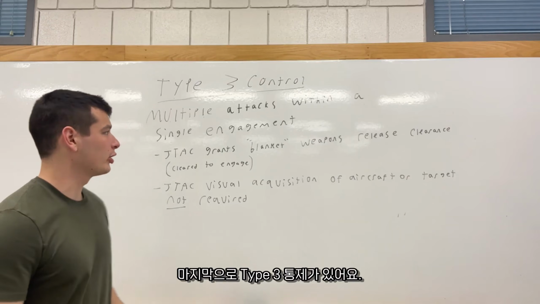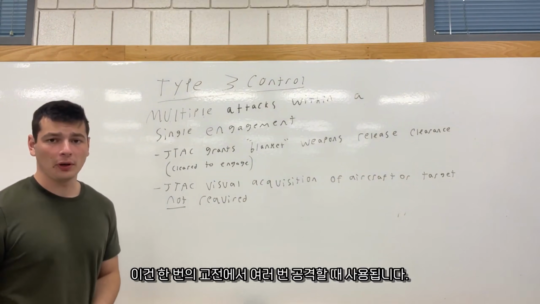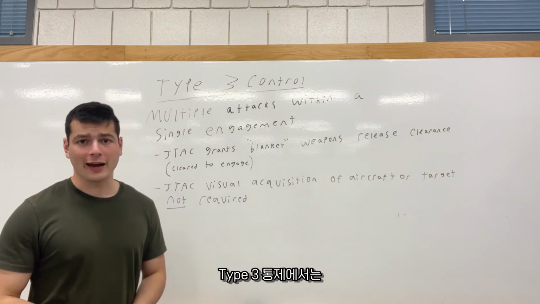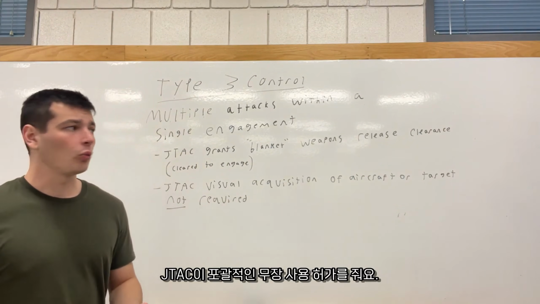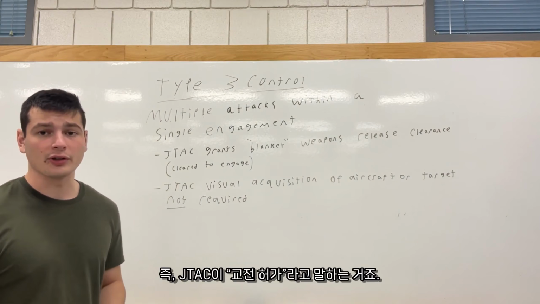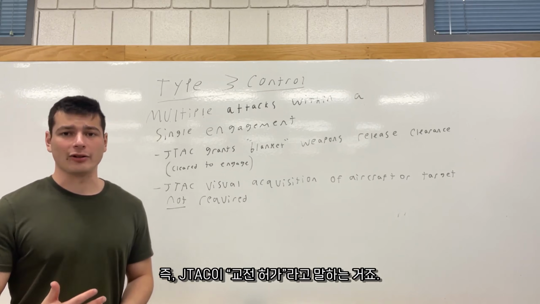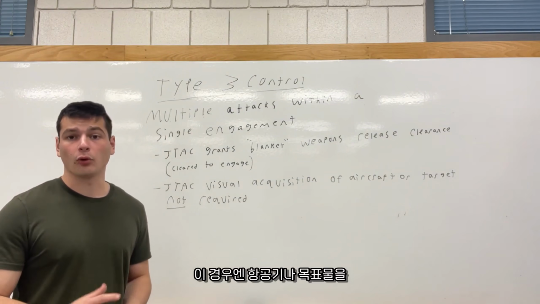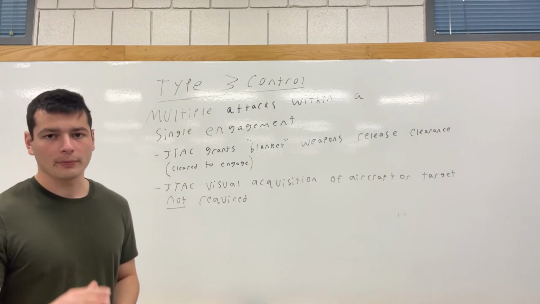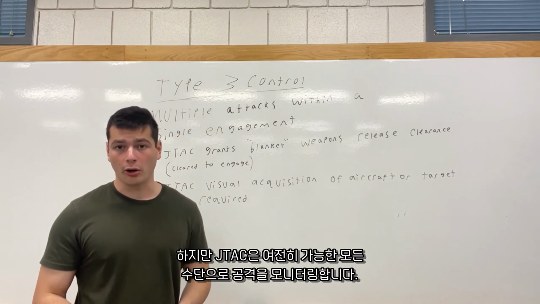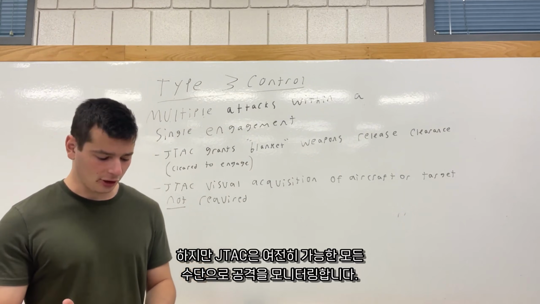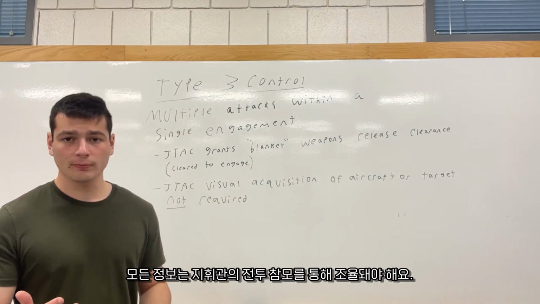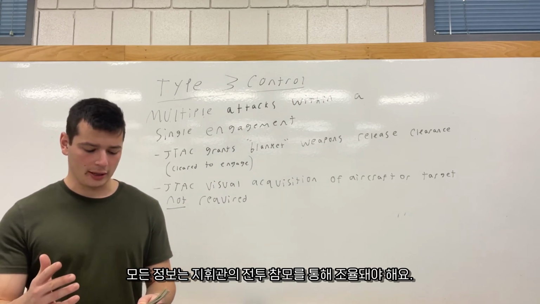Lastly, we have type 3 control. This is used for multiple attacks within a single engagement. During a type 3 control attack, the JTAC will grant blanket weapons release clearance. This is when the JTAC will say, cleared to engage. JTAC visual acquisition of the aircraft or the target is not required. However, the JTAC will still monitor the attack by all means necessary. Other observers may be utilized to provide targeting data or marks, and all targeting data must be coordinated through the supported commander's battle staff.